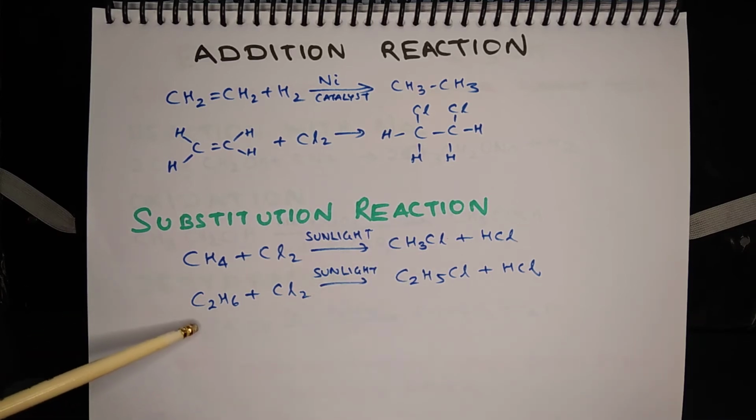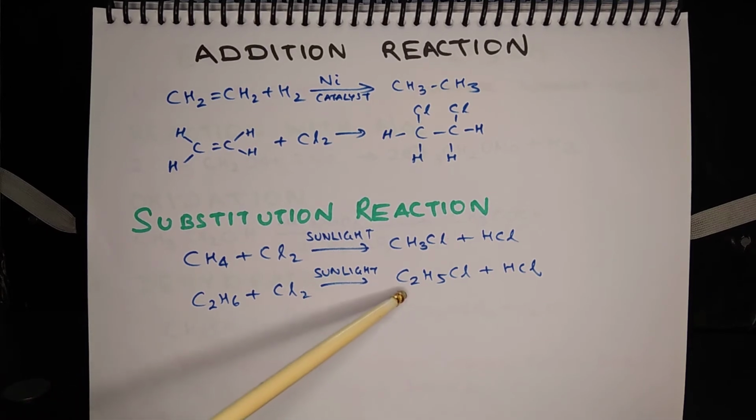Another example is of ethane. C2H6 plus Cl2 is equal to C2H5Cl plus HCl.